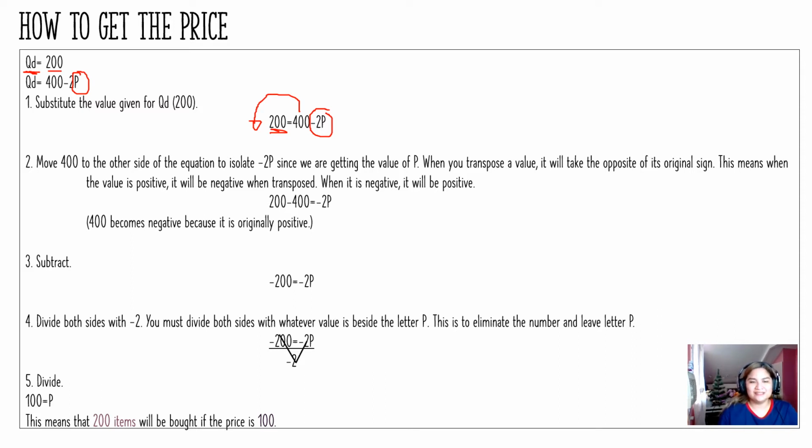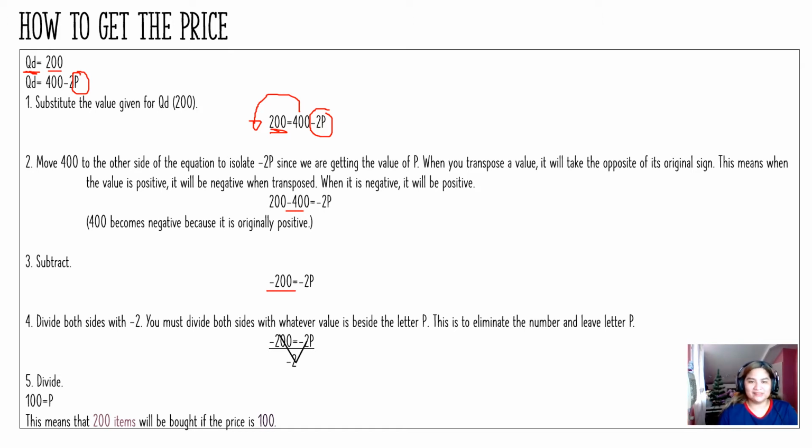Once you're done, you will now proceed with subtraction because our sign here is subtraction. So 200 minus 400, that is negative 200. It will carry the sign of the value which is greater. In this case, negative 400 is greater than positive 200. That's why the sign is negative. And then just copy equals negative 2P.